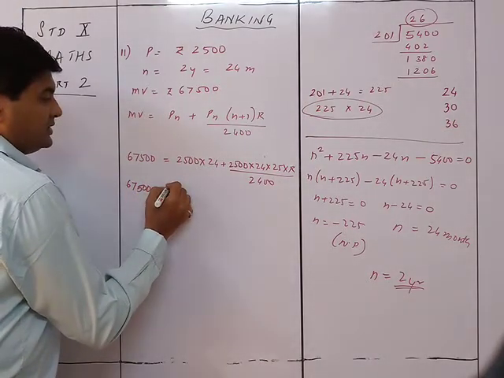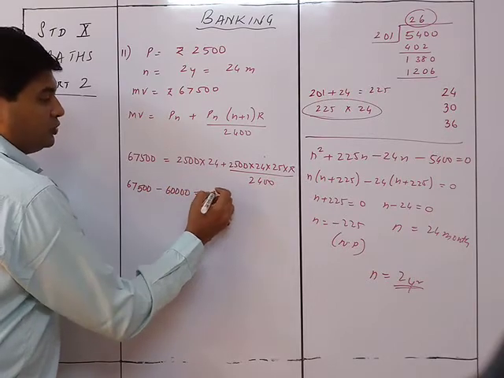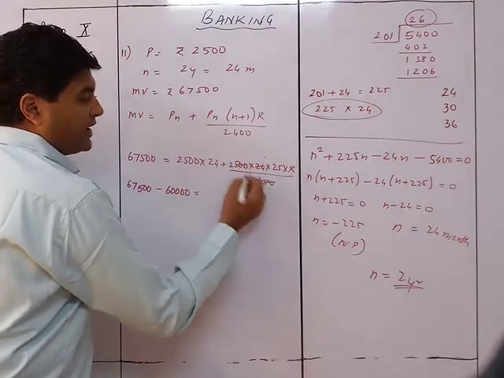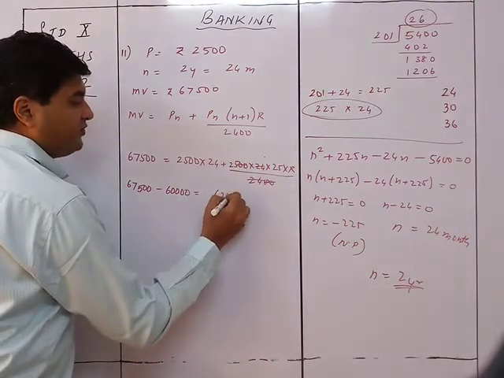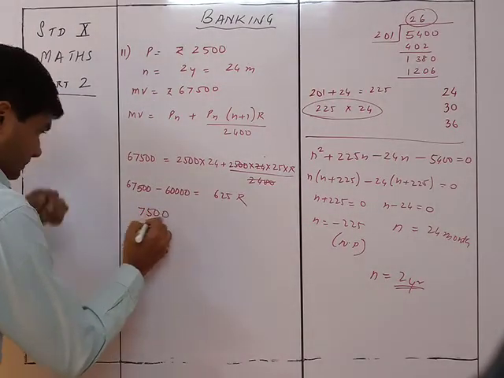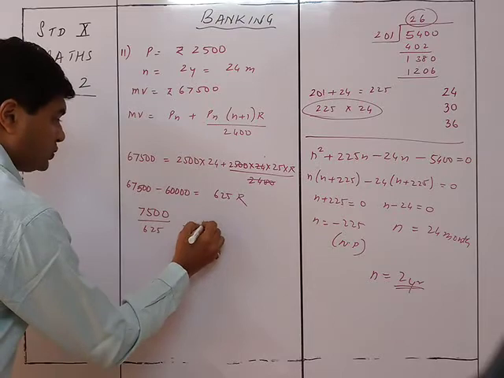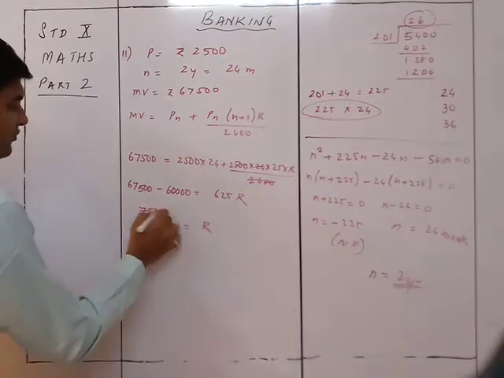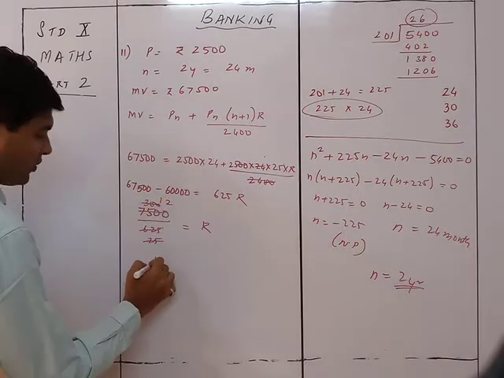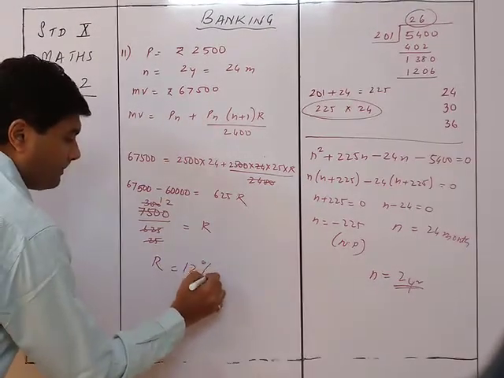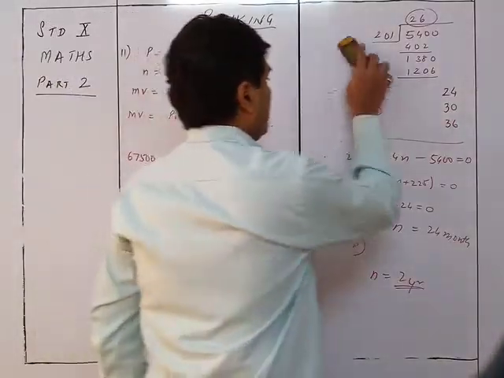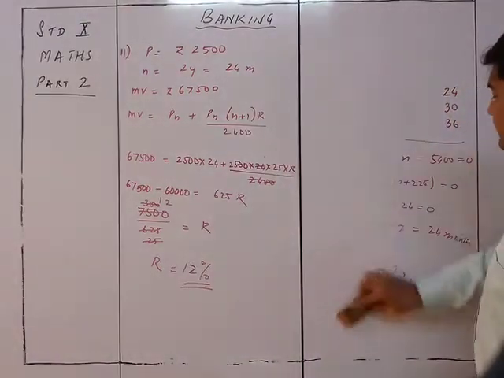So it is 67500 minus 60,000 is equal to, you can do the cancellations. This 0 cancels, 24 cancels. So 25 into 25, 625 R. So 7500 upon 625 is equal to R. 25 25 is R, 25 300s are, 25 will be 12s are. So therefore R is equal to 12%. Got it? This was your sum number 11.